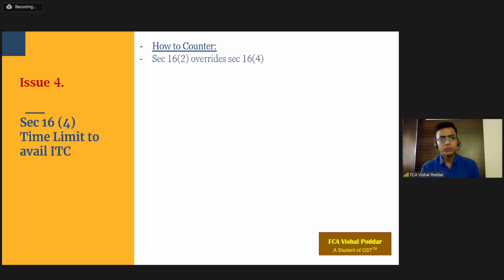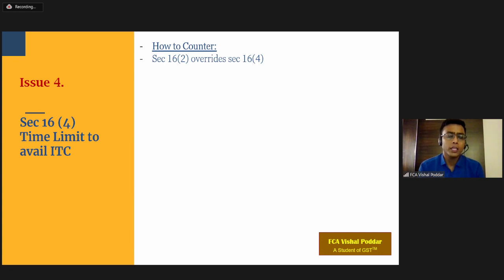Now, the first is, in GST law, the basic section putting all the restriction is section 16.2, and section 16.2 starts with the non-obstante clause, that is, notwithstanding. It means that section 16.2 supersedes or overrides all other sections or all other subsections of section 16, including 16.4. Now, what is the point which I want to put over here is, when you read section 16.4, it does not start with a non-obstante clause, but 16.2 starts with the non-obstante clause.